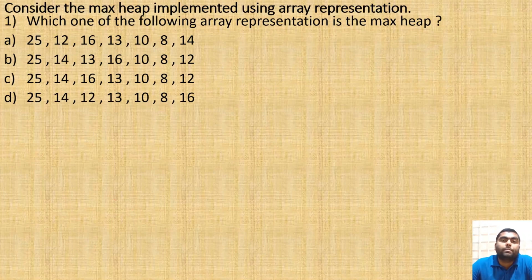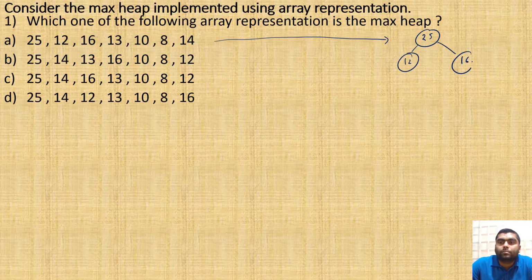Consider the max heap implemented using array representation. Which one of the following array representations is a max heap? So quite simple, just draw and check which is your correct answer. So the first one is what? Let me solve this side first. 25, 12, 16. So it is 25, 12, 16. Right now it is a max heap. Then 13, 10. So it is 13. So this is invalid. Okay, so that's why it is not valid.